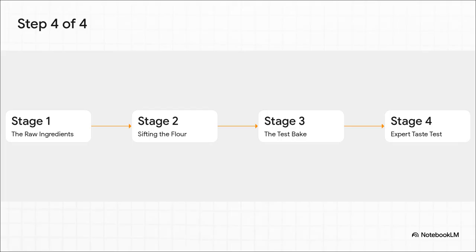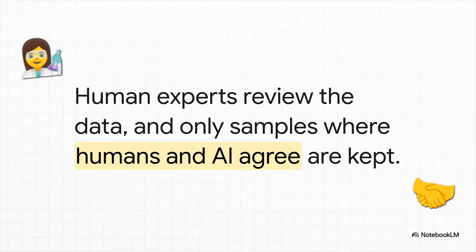All right, we're at the final and maybe the most important step. This is where the machines meet the humans. Stage 4, the expert taste test. So now actual human experts, for our cat example, maybe it's a biologist or a veterinarian, they sit down and look through all 15,000 of those images. And the rule here is incredibly strict. An image only survives if both the human expert and the AI models agree that it's a perfect, unambiguous example. It's the ultimate final check.